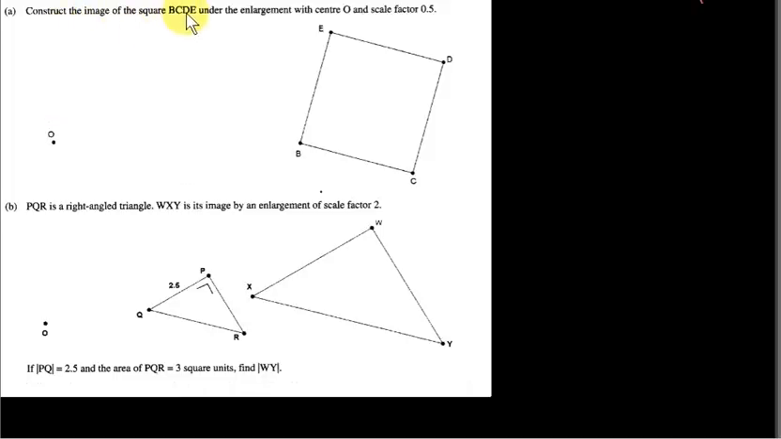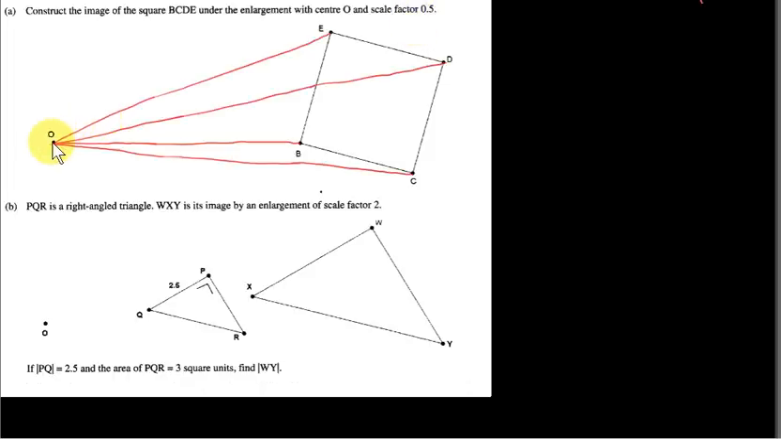Construct the image of the square BCDE under the enlargement with center O and scale factor 0.5. What we do is draw straight lines from the center of enlargement to the four corners of the square, or the corners of whatever object it is. Now the scale factor is 0.5.